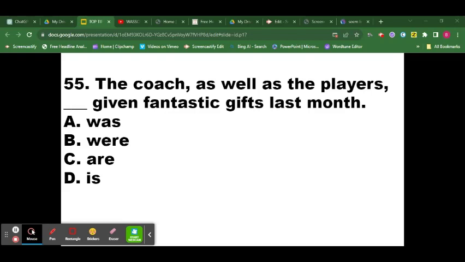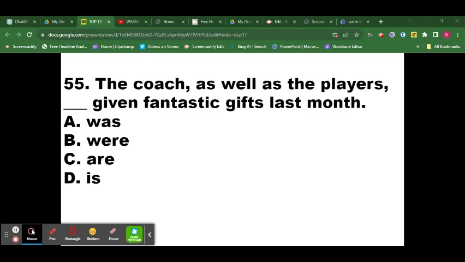And so this shows us that this is just an afterthought. The interpretation should be the coach was giving fantastic gifts last month. By the way, his players were also giving fantastic gifts. So now, anytime you have a singular subject, and then "as well as" introduces what seems to be another subject, whether it is singular or plural, all you need to take note of is the first subject, and this is what should determine the verb.